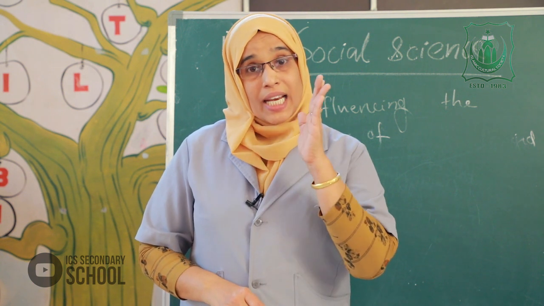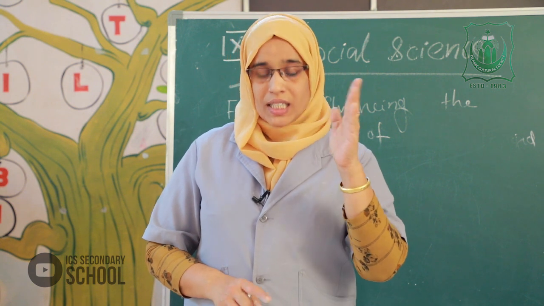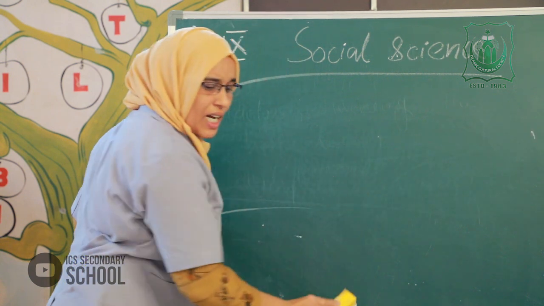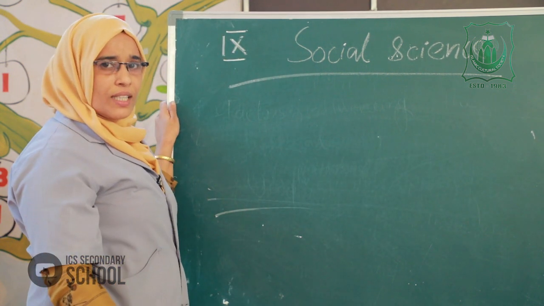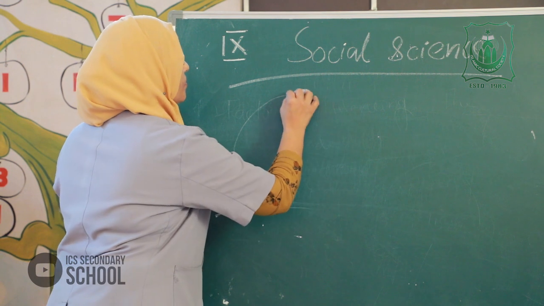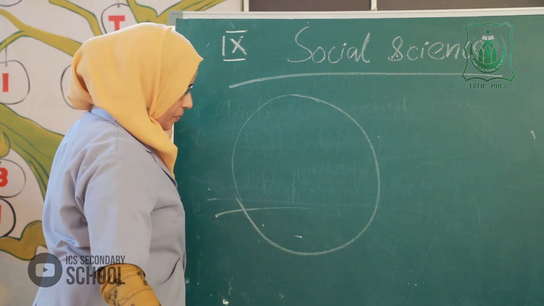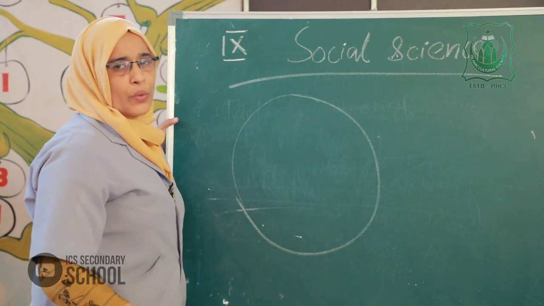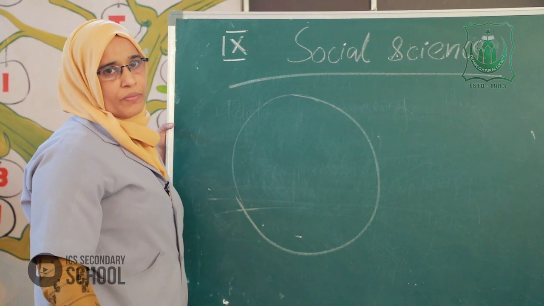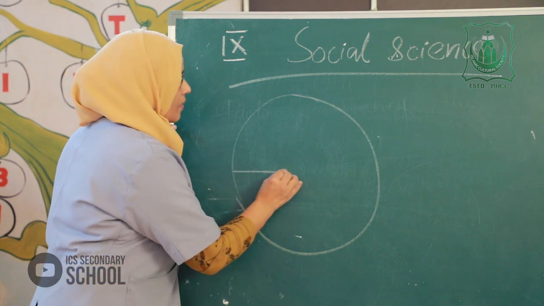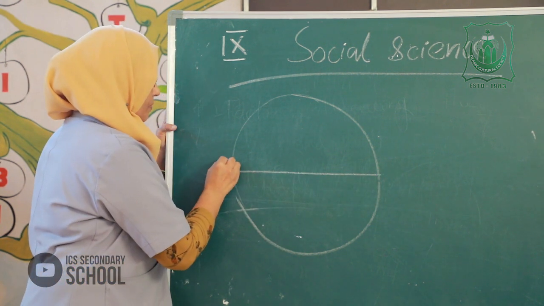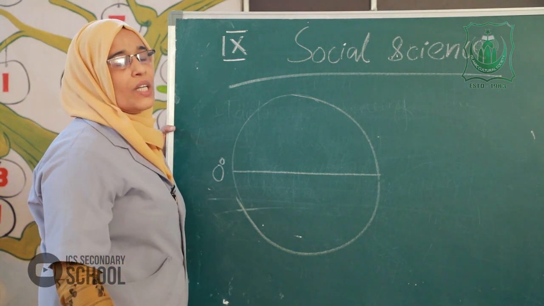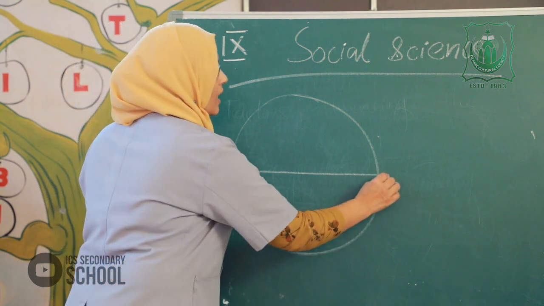Major 7 latitude lines in the earth. Look at the board. Which are the major 7 latitude lines in the world? The longest latitude line is called dash. 0 degree latitude line is called the equator. Equator. Okay.